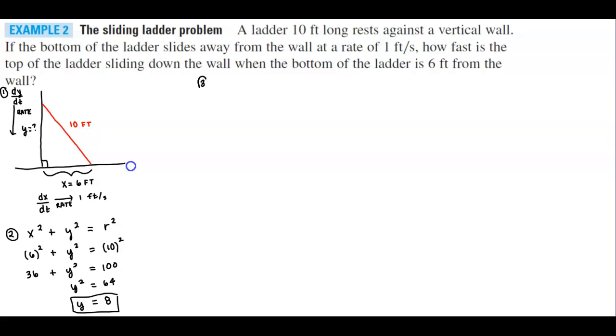Now we have a lot of the information that we need. We know the value of x is equal to 6. We know the value of y is equal to 8. We also know that r is equal to 10. And we know that dx over dt is equal to 1. Again, we're looking for dy over dt, which is how fast the top of the ladder is sliding down the wall.